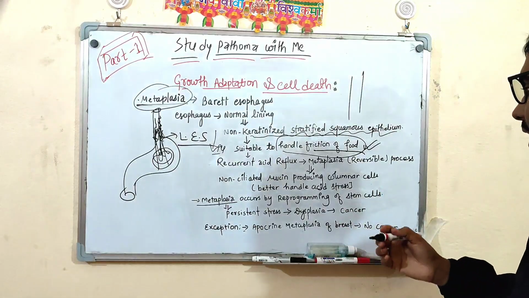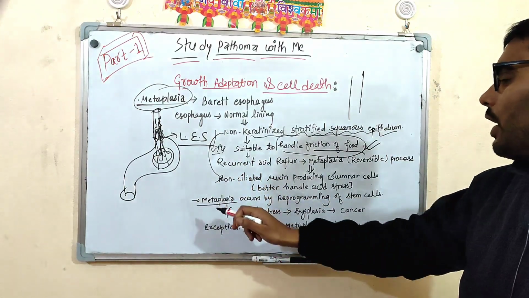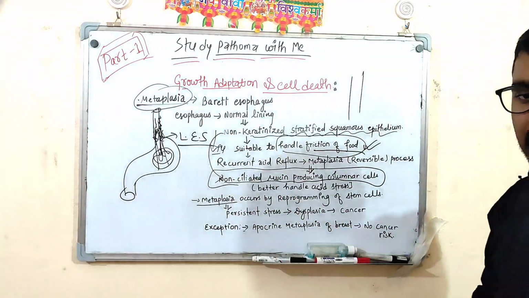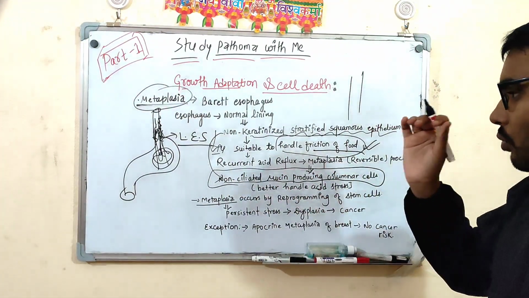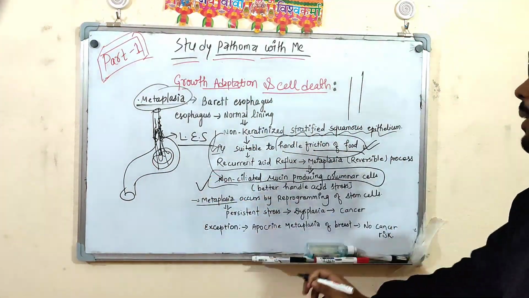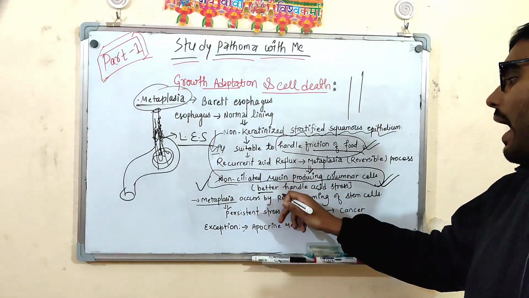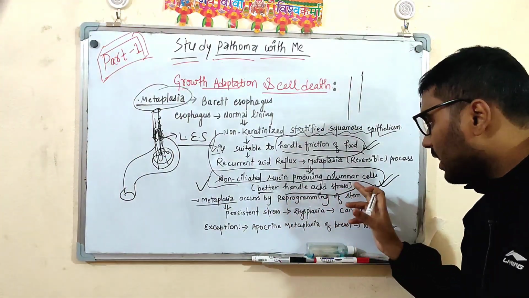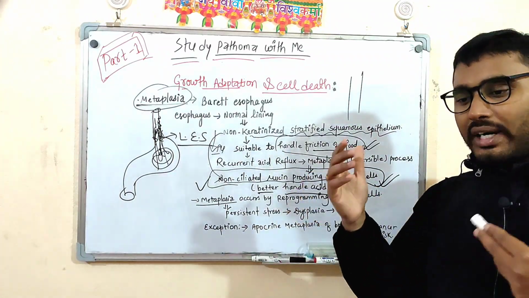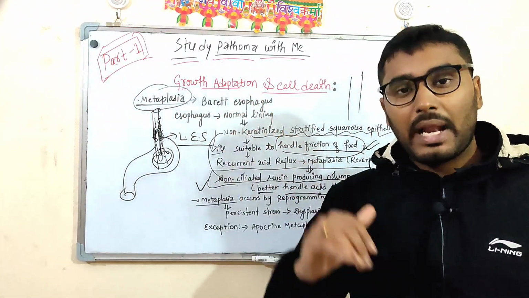In metaplasia, there will be the conversion of the non-keratinized stratified squamous epithelium into non-ciliated mucin producing columnar cells, friends. This is the intestinal epithelium present in the intestine. Our Almighty God converts it into the non-ciliated mucin producing columnar cell, and this cell is better at handling the acid stress. So to adapt to the condition, whenever one type of epithelium is converted into another type of epithelium, this phenomenon is known as metaplasia, friends.